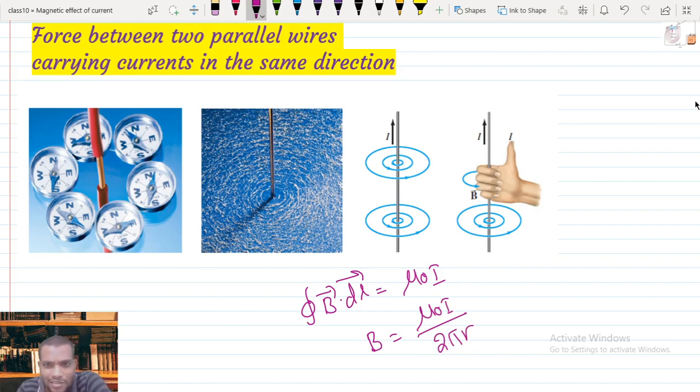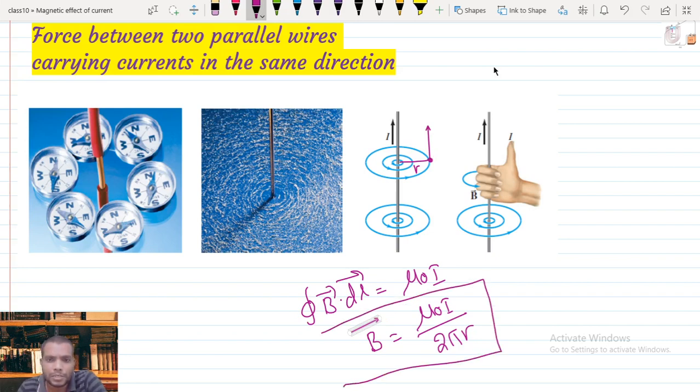We need to consider an Amperian loop of radius r. Suppose this is my Amperian loop of radius r. I would like to find the magnitude of the magnetic field here. The magnetic field direction is tangential. So the tangential magnetic field magnitude B equals mu naught I upon 2 pi r. This is the expression for the magnitude of the magnetic field.